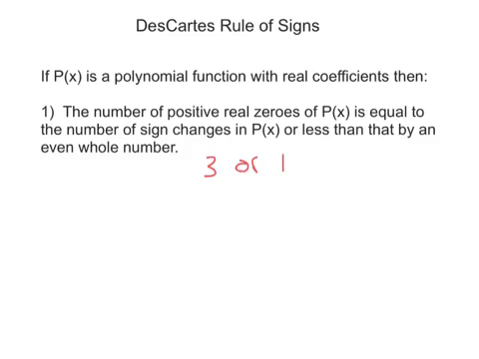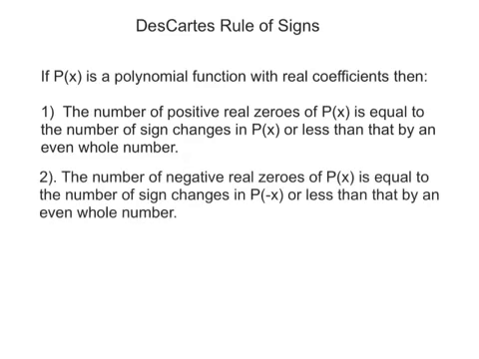The second part deals with the number of negative real zeros. For the negative real zeros, the number of negative real zeros of p of x is going to be equal to the number of sign changes in p of negative x. So we're going to replace x with a negative x. That's going to change some terms, it's not going to change other terms, or less than that by an even whole number. So it's the same process. For the positive ones, we're looking at p of x. For the negative ones, we are looking at p of negative x. So we're going to work an example to demonstrate what this is all about.